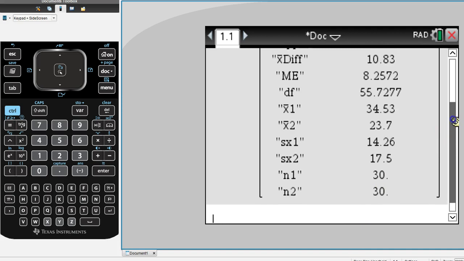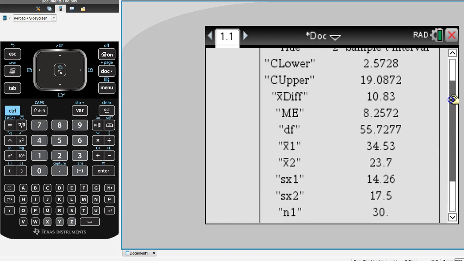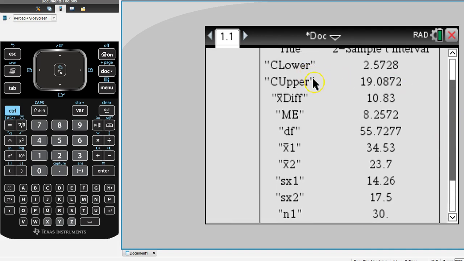Alright, so notice here we have our lower bound, our upper bound. We have the difference between the two, so that's x bar 1 minus x bar 2. We have the margin of error. There's that weird degree of freedom that I was talking about. We have the 2 standard deviations and everything's listed.